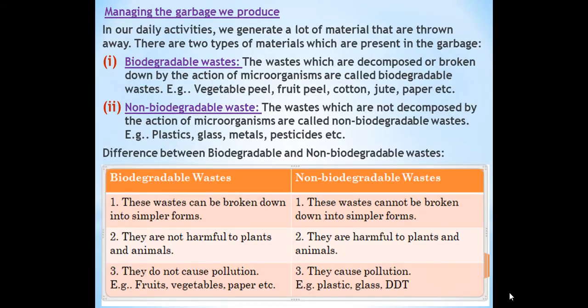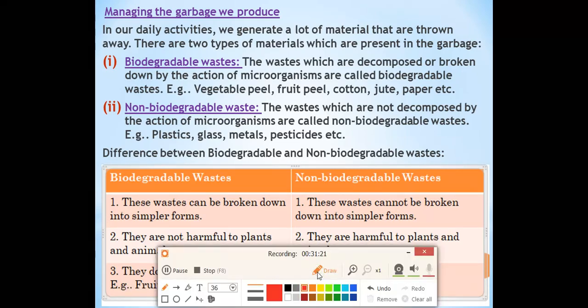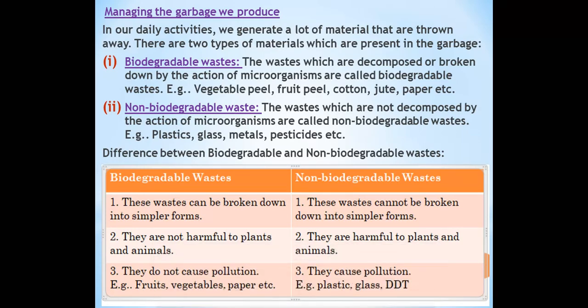So remember that. Next is managing the garbage we produce. In this, we are going to read about biodegradable waste and non-biodegradable waste. You have seen that in your house, when that van comes to collect the garbage, they have two dustbins, one for wet waste and one for dry waste. Correct? So in that topic, we are going to read about biodegradable waste and non-biodegradable waste.